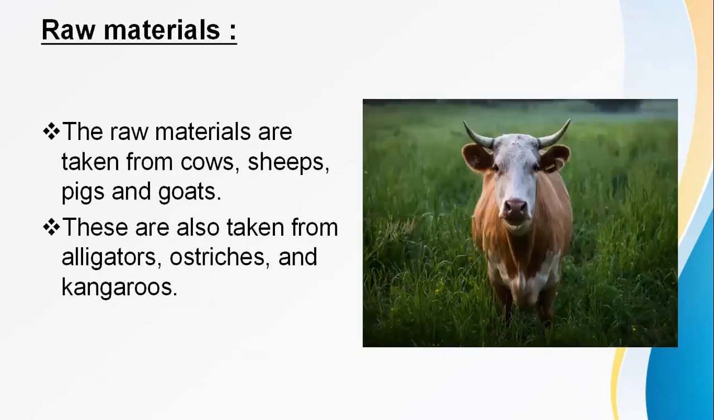The raw materials. What raw materials are used in the tanning industry? The raw materials are taken from cows, sheep, pigs, and goats, which are mostly cattle. These are also taken from alligators, ostriches, and kangaroos. These animals are also used to make leather; if we have to make a sort of stiff leather, then animals like alligators, ostriches, and kangaroos are used because they have a stiff type of skin in their body. So these were the raw materials. So moving towards the next slide.